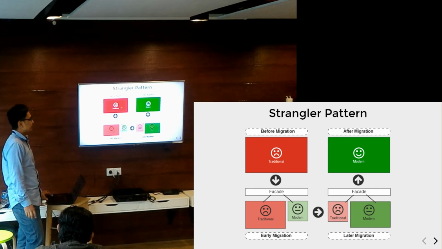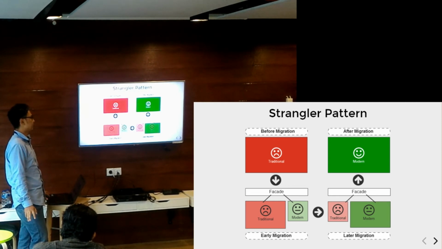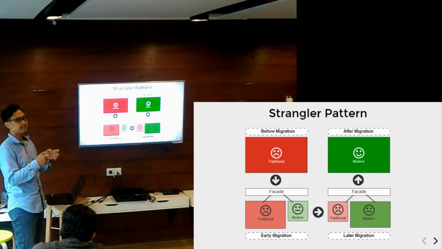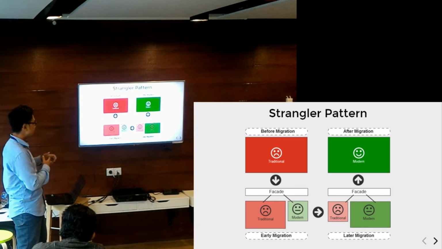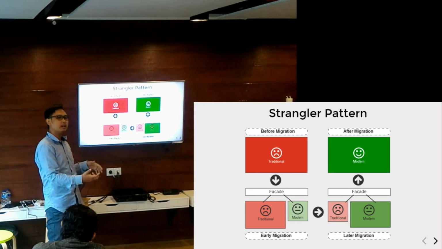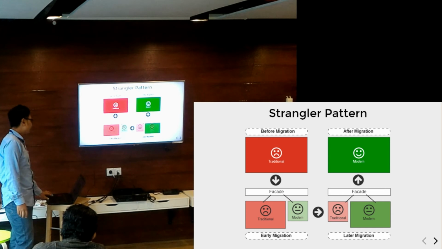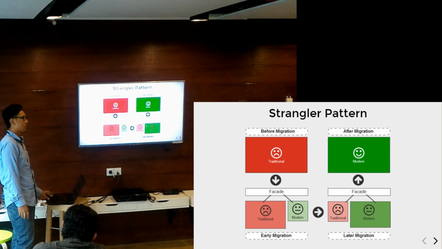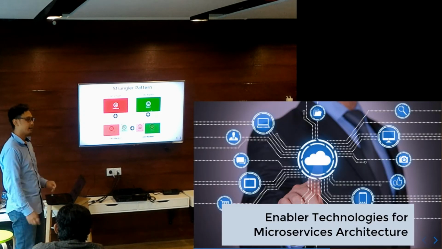Doing the migration to microservices or the modern kind of architecture is something like this. You build a facade. Facade is just like a bridge application that will facilitate the communication between the legacy and the new one. You can do it gradually, so you migrate the traditional to modern, and by the end of the migration, you will have all of the things in the modern architecture.